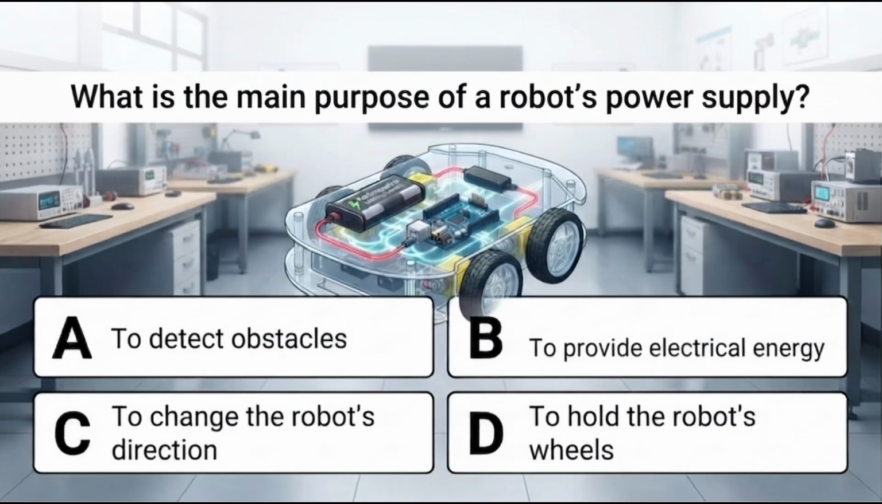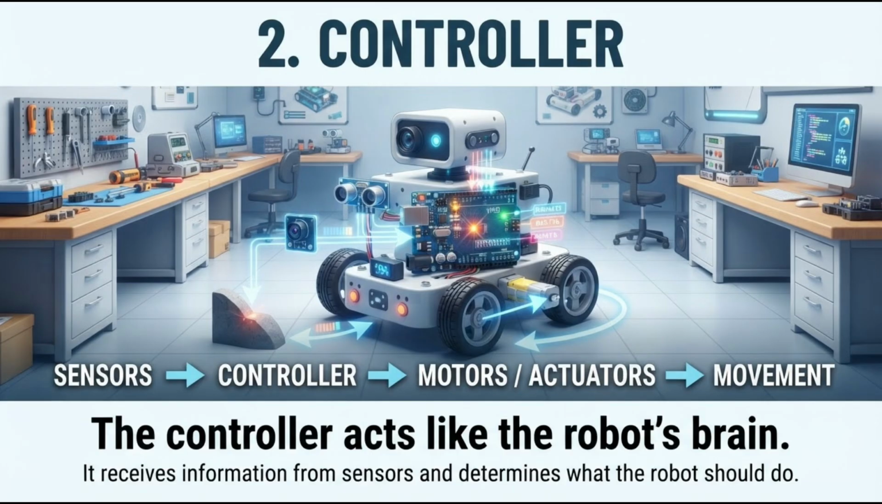Quick check. What is the main purpose of a robot's power supply? A. To detect obstacles. B. To provide electrical energy. C. To change the robot's direction. D. To hold the robot's wheels. The correct answer is B. To provide electrical energy.